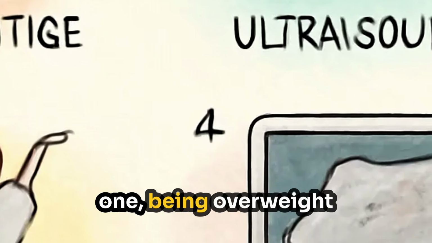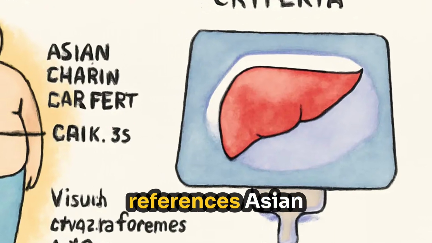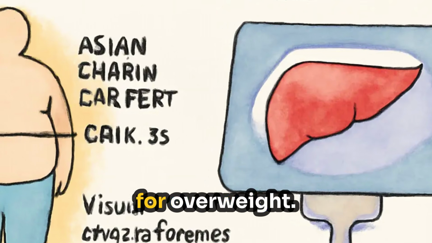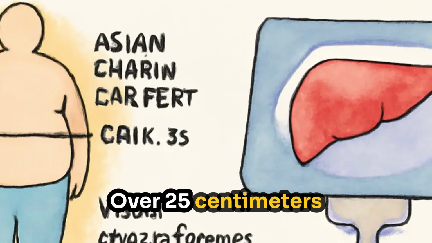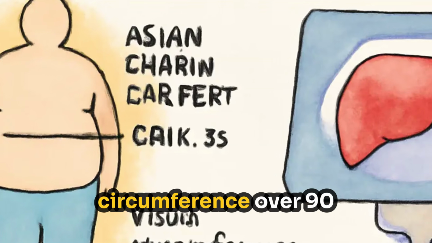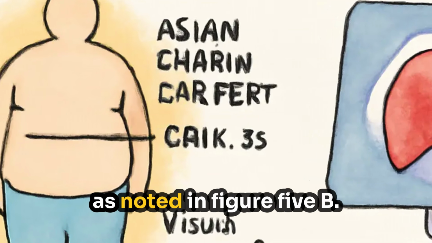Number 1, being overweight or obese. And they use Asian Indian criteria here. Yes, the source specifically references Asian Indian BMI criteria, over 23 kilograms per meter squared for overweight, over 25 for obesity, or central obesity using waist circumference over 90 centimeters in men, over 80 centimeters in women, as noted in Figure 5b. Okay, so BMI or waist, what's number 2?